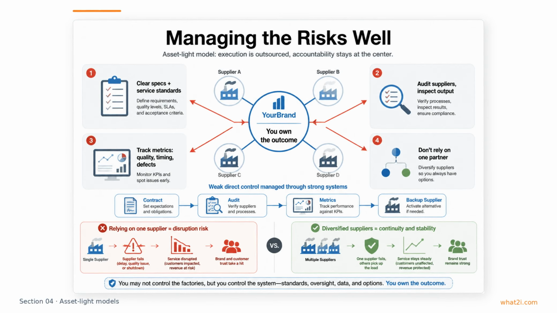Metrics such as defect rates, lead times, fill rates, and service reliability help turn partner performance into something measurable. Diversification matters too, because dependence on a single supplier can create major fragility. A well-run asset-light model replaces direct control with systems, visibility, and backup options.